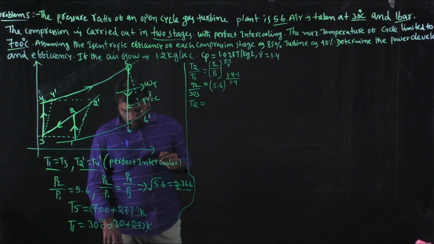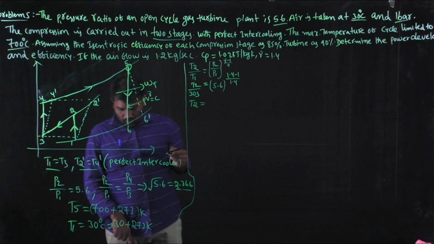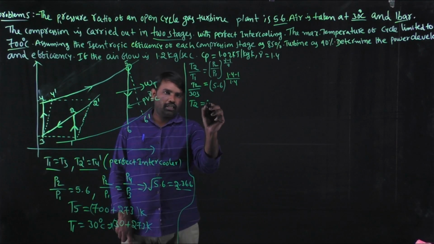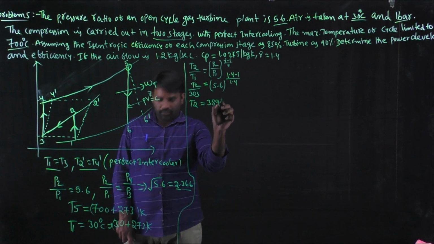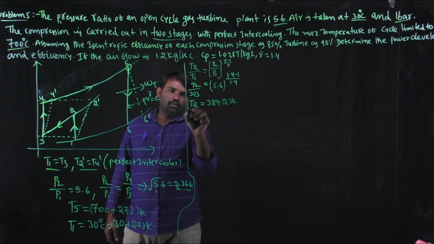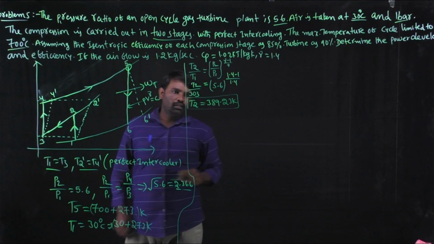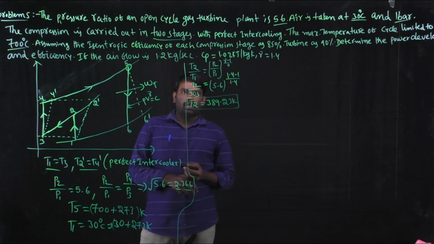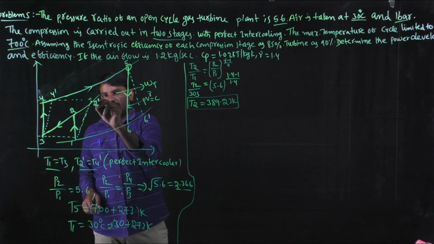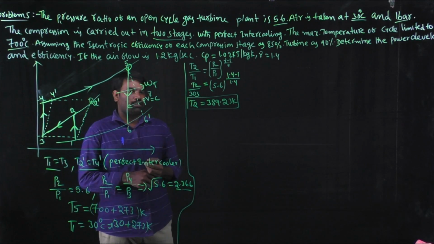That T2 value is equal to 404.44, sorry, 389.23 Kelvin. Later we have to calculate the T2 dash. That T2 dash is the actual temperature after the first stage compression.